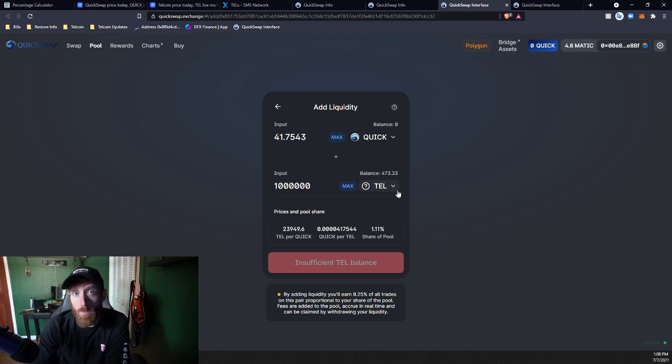Again, when you're providing, you need to provide equal amounts. So if I'm providing $22,000 of Telcoin, I need to provide $22,000 of the other asset. So it's basically 100%, essentially. Here you can see that we would need to provide 41 Quick, and we need to provide a million Telcoin, which is roughly about $44,000. You'll see that we get 1% of the pool, and I will include the links below because I know that everyone would like to know this.